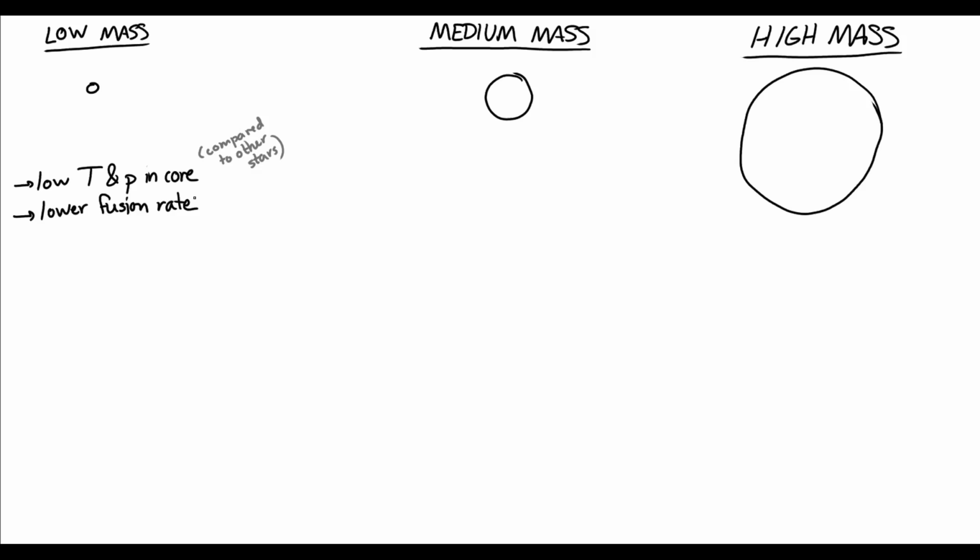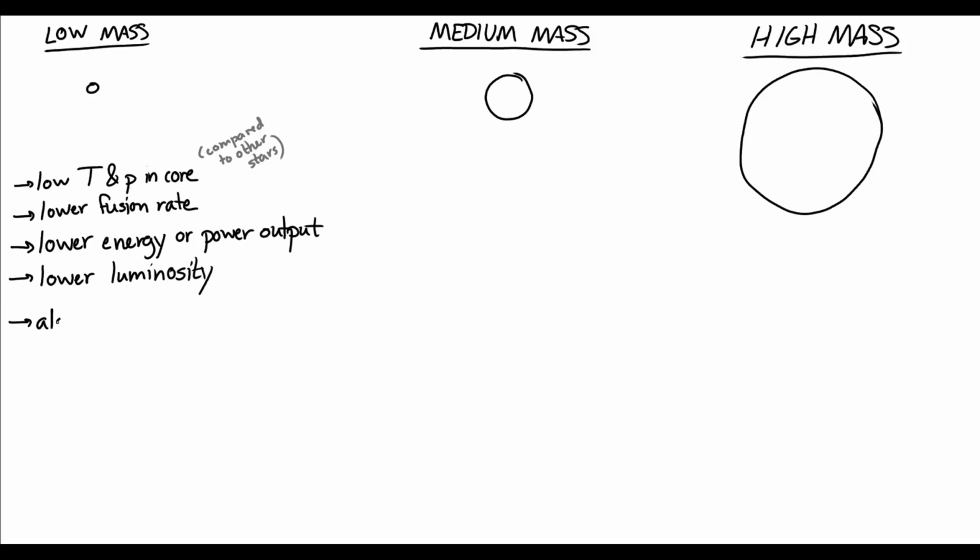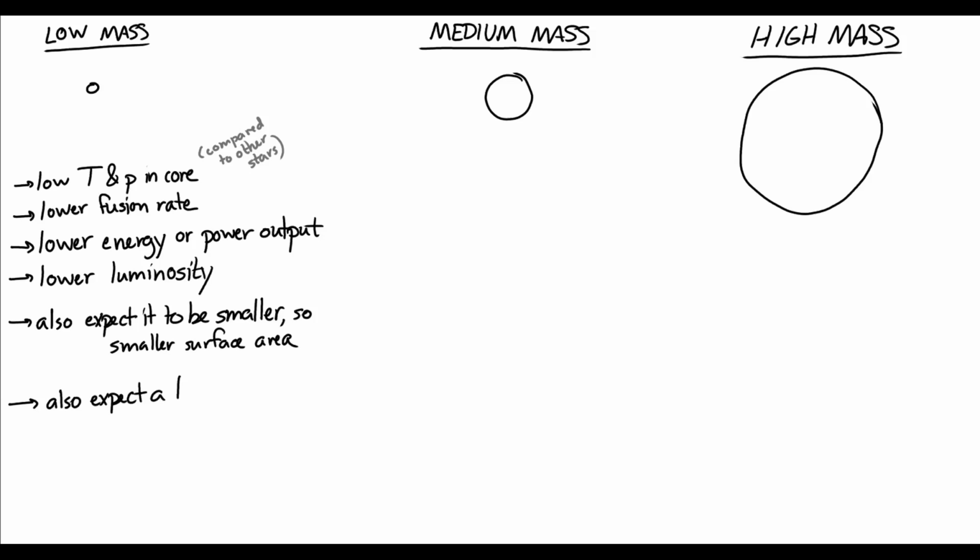And if it's not fusing the hydrogen as quickly, then that means that it's not going to have as great an energy output as the larger mass stars, which means it's going to have a relatively low luminosity. We would also expect it to be physically smaller because it has a lower mass, and so it's going to have a smaller surface area. And also because its energy output is less, we'd expect the surface temperature to be lower.